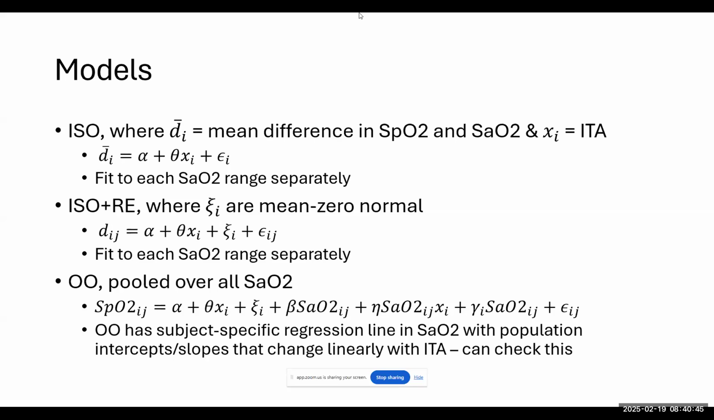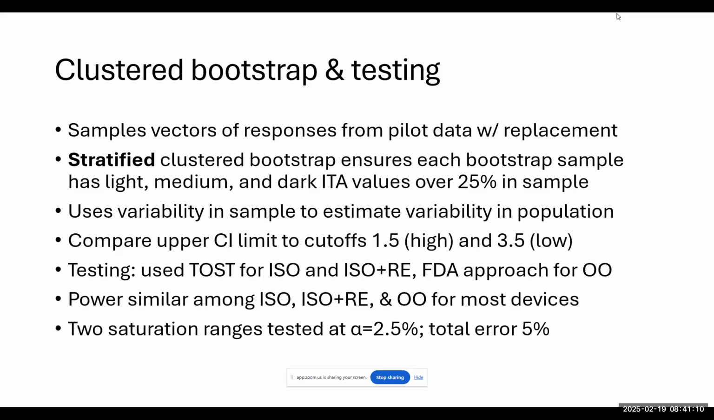I will say the punchline, in terms of the sample size, is that you'll see shortly you can do really well with a well-performing device in 20 to 30, sometimes 40, 50 subjects, but it is very important to get a representative ITA sample across the values that are in the population. So those are the models that we looked at. You want to go ahead to the next slide, David.